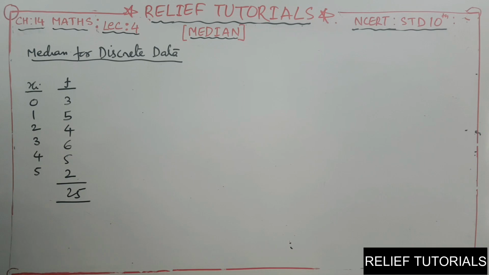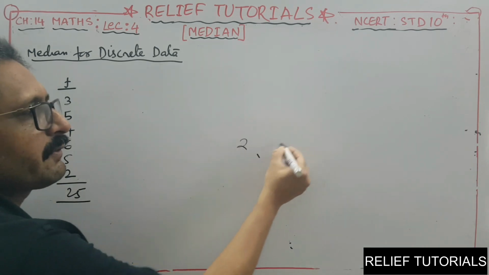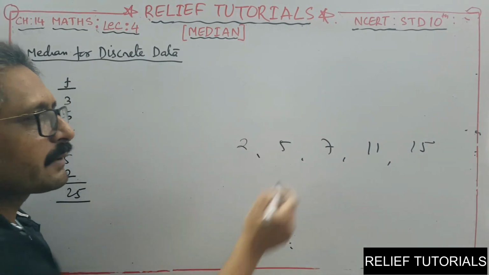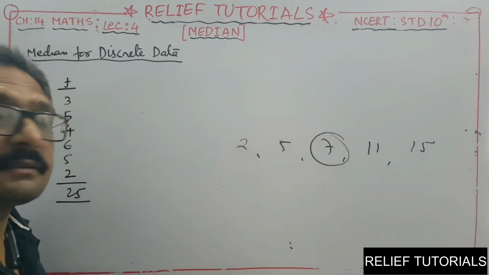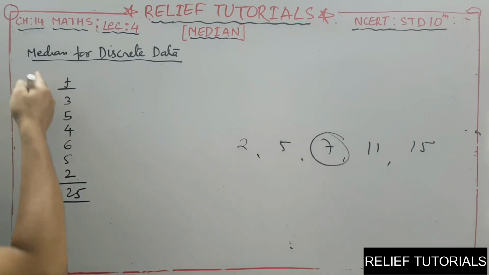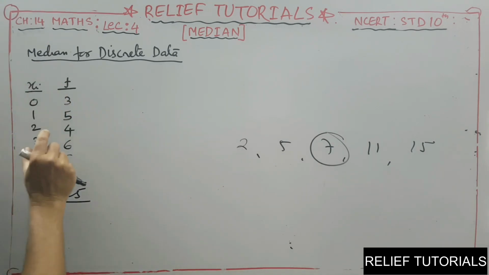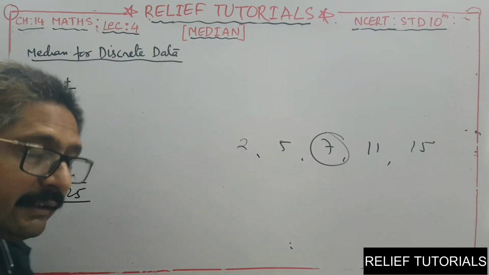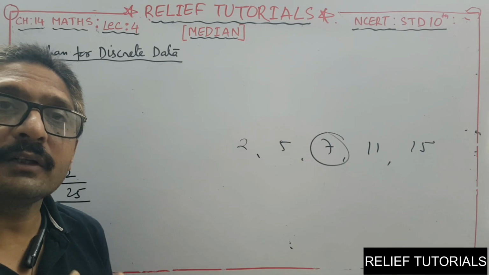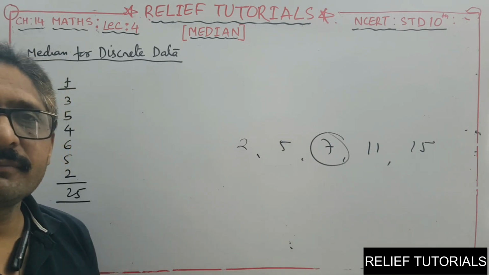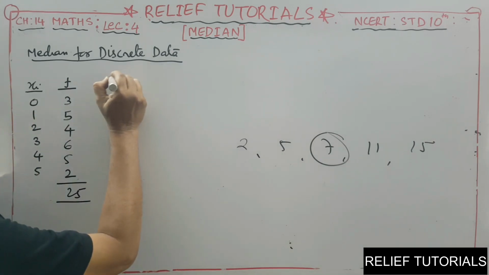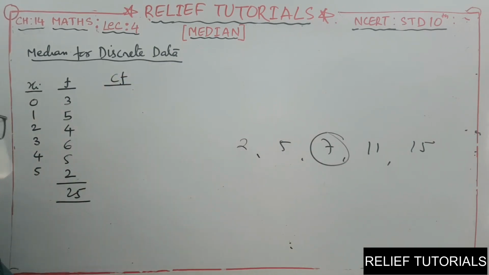Now see, in ungrouped data, if I say 2, 5, 7, 11 and 15, by merely looking at the observations you can say that the median is 7. But here it is not possible. Just looking at the observations you can't say which is the median. So here we have to discuss a new term called cumulative frequency. Now what is cumulative frequency? That we will discuss. Cumulative frequency is CF.